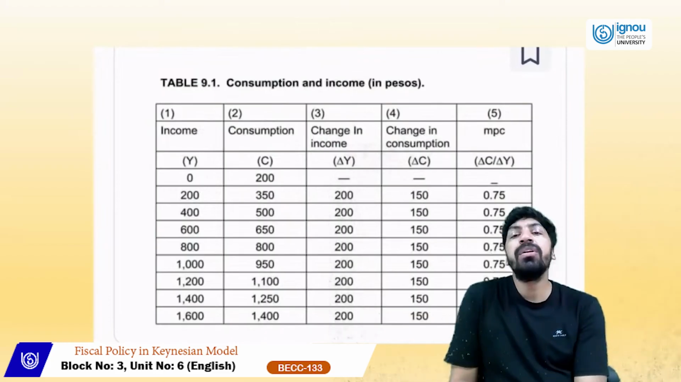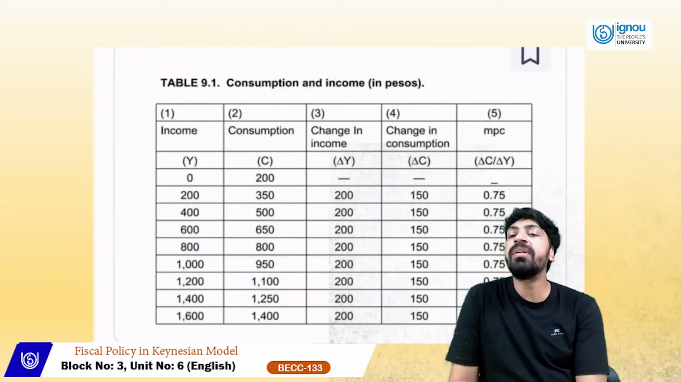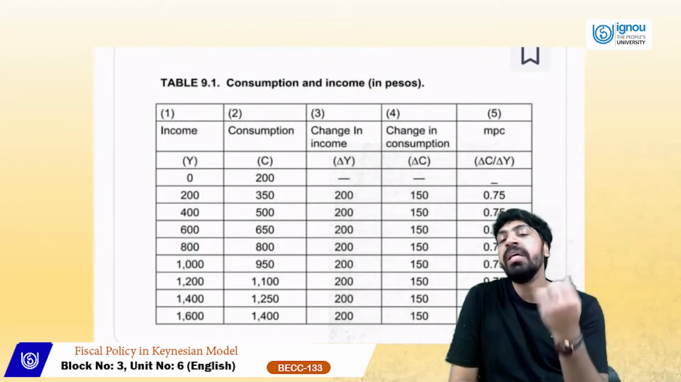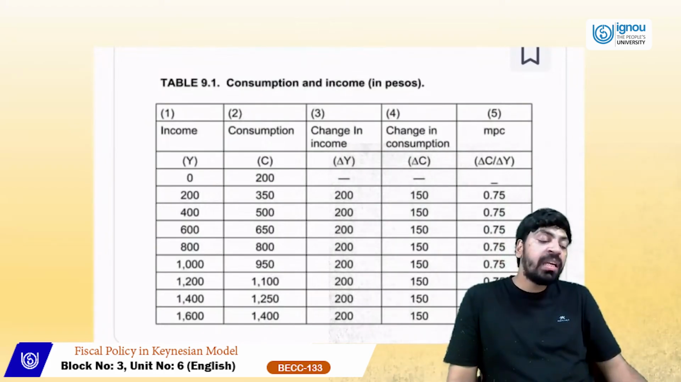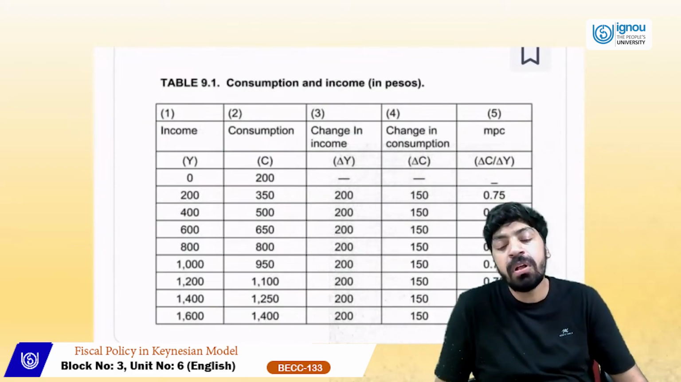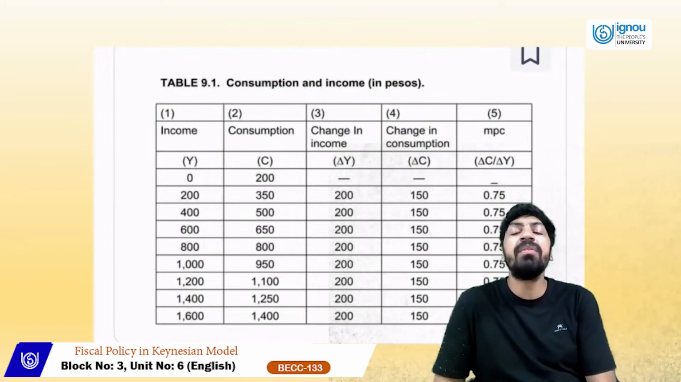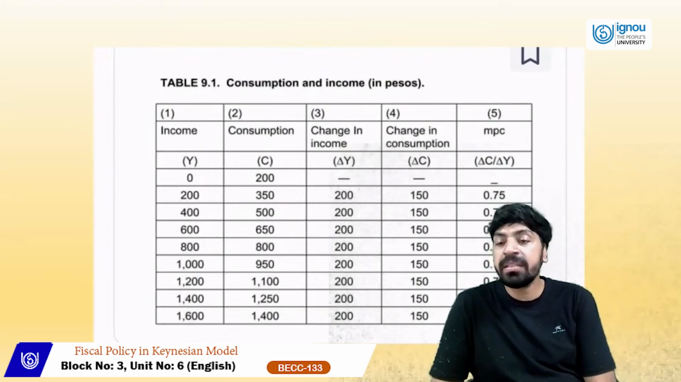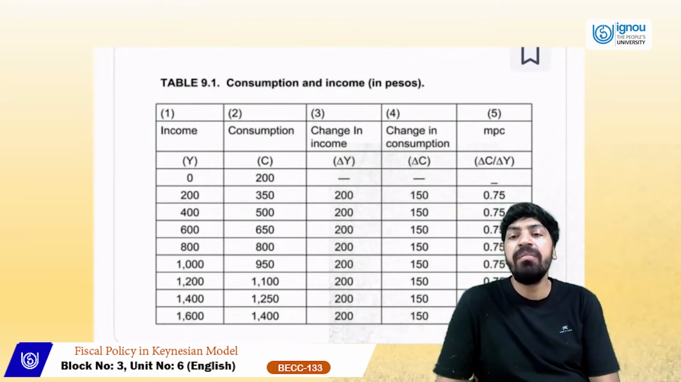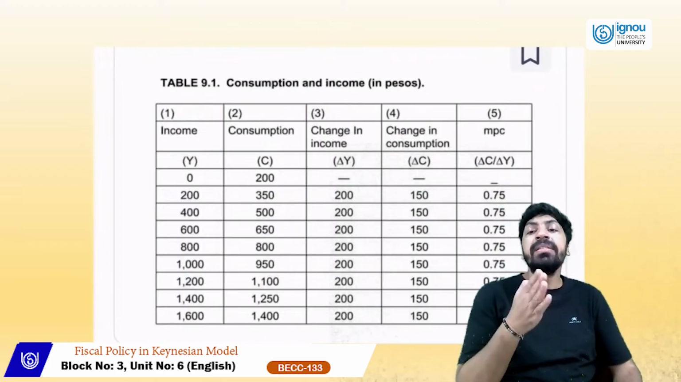That means 150 by 200.75, 150 by 200.75, and so on. That means if your change in income remains the same and your change in consumption also remains the same, the ultimate outcome of MPC will also remain the same, that is 0.75.